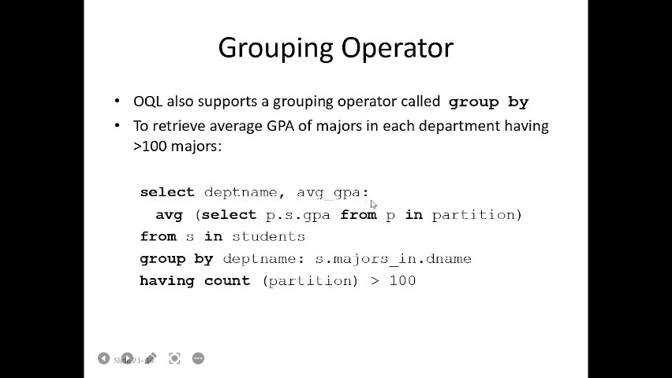Select department name, average GPA, average select GPA from P in partition, from S in students, group by department name, S.majors_in.D_name, having count partition greater than 100. The having clause can be used to filter the partition sets, that is, to select only some of the groups based on the group conditions. Here the having clause selects only those partitions or groups that have more than 100 elements. That is, departments with more than 100 majors.